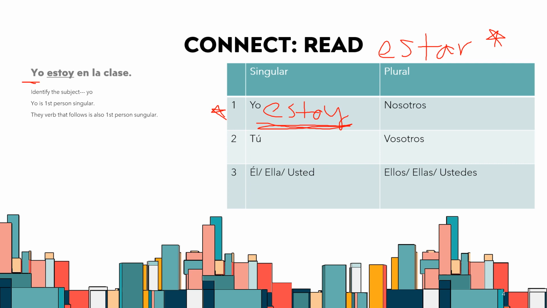All right, let's see a couple more examples here. So I see here, nosotros estamos en la ciudad. Nosotros, I see, is first person plural. That means that the verb that follows is also first person plural.